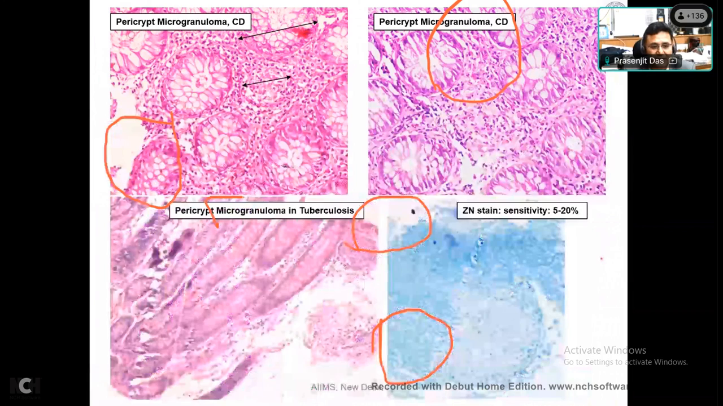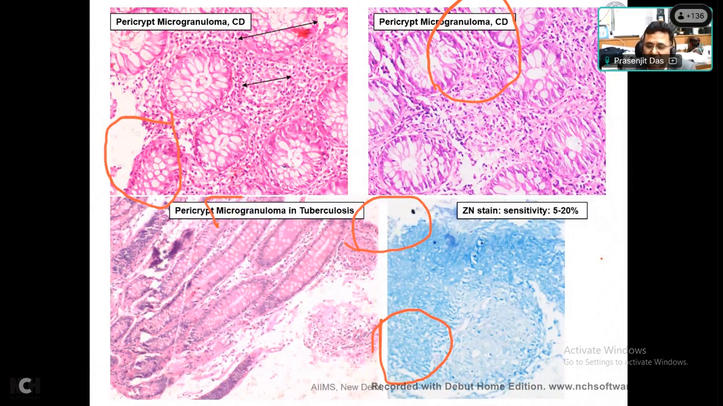On the other hand, mucosal small granulomas can be seen in both Crohn's, these are Crohn's, as well as tuberculosis. So we saw the deeper granulomas which can be large. Large granuloma can also be seen in the mucosa. But please remember, we always talk about cryptolytic or small granulomas or microgranulomas in the mucosa. We call something a microgranuloma when the size of the granuloma is either equal to the diameter of the crypt or it is smaller, like this.